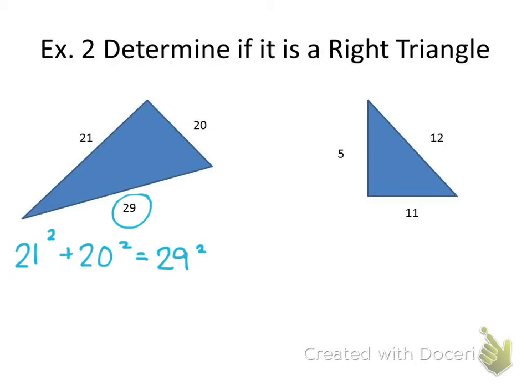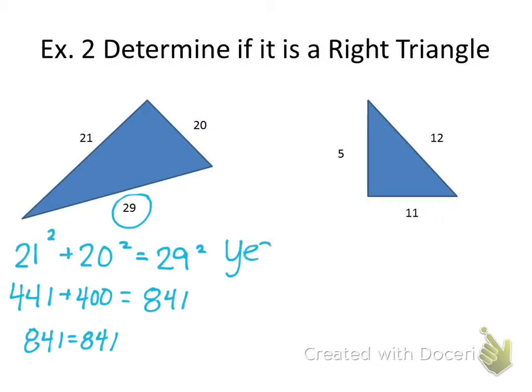Now, what I do is I square all of these numbers. 21 squared is 441, plus 20 squared, which is 400, equals 29 squared, which is 841. Now, all I need to do is figure out if these added together equals C. 400 plus 441 does equal 841. So since it checked out, since they equal one another, yes, it's a right triangle.